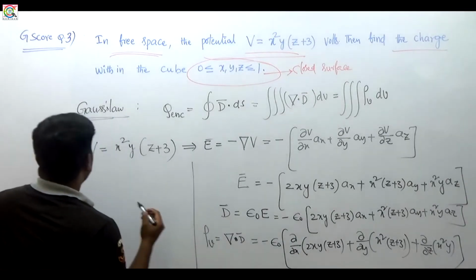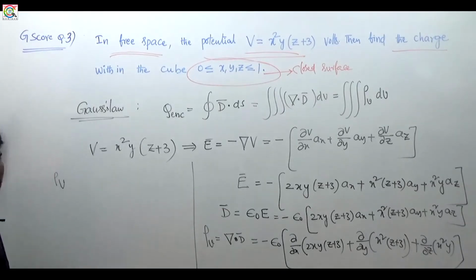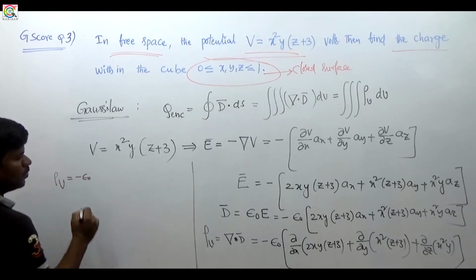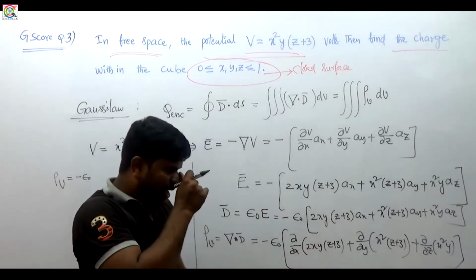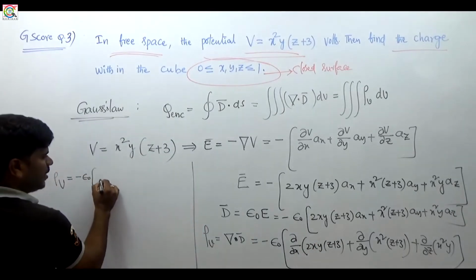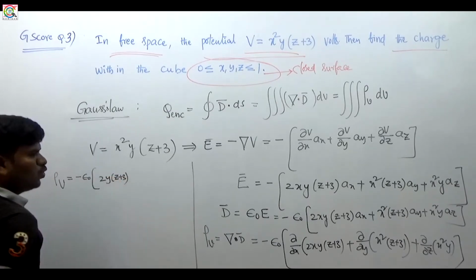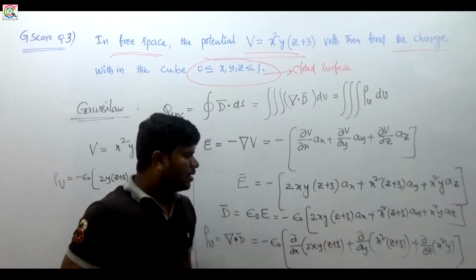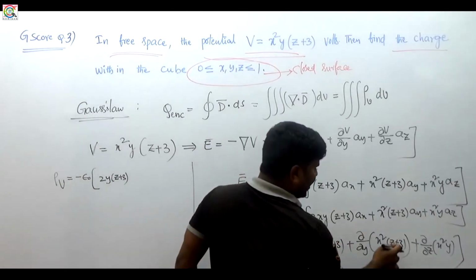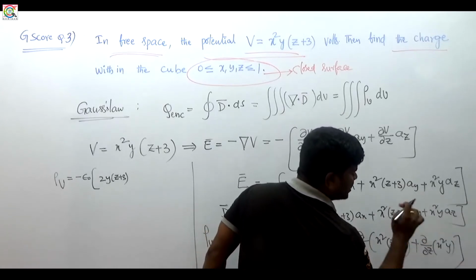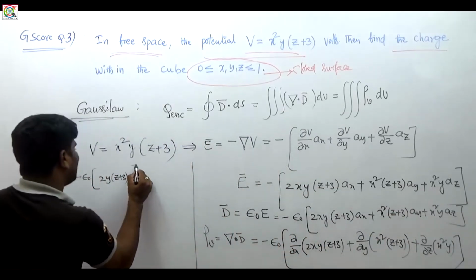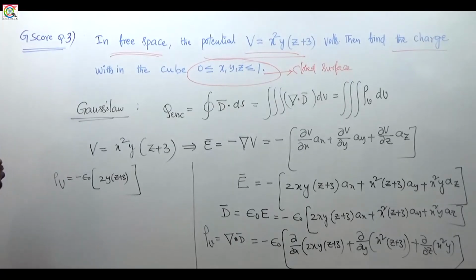Now if you simplify, how will I get it? So rho v is equal to minus epsilon naught into dou by dou x, which will be 2y into (z plus 3), right? Dou by dou y of this one will be 0. Dou by dou z of this one will be 0. So finally rho v is equal to minus epsilon naught 2y(z plus 3), right? So this is the volume charge density.